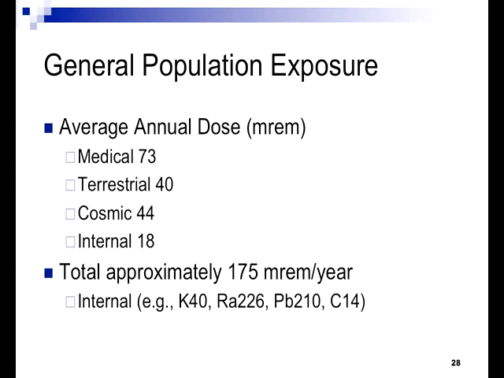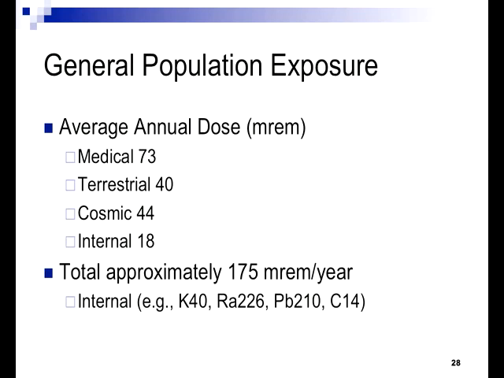Your annual dose is going to be about 175 millirems per year, but that's going to be a composition of all these other types of exposures, the most of which is typically for a normal person medical. And that's going to vary year to year. You may not have a chest x-ray some years. You may not go to the dentist and have your teeth x-rayed, but that's kind of an average.